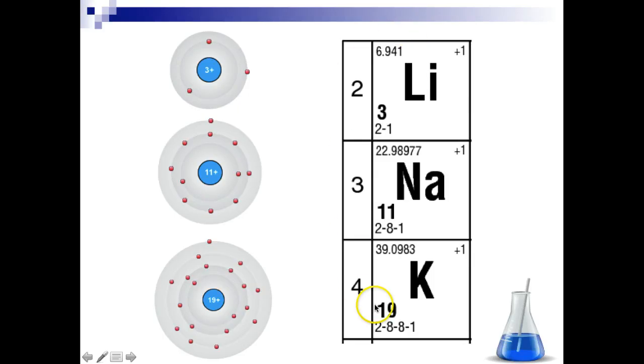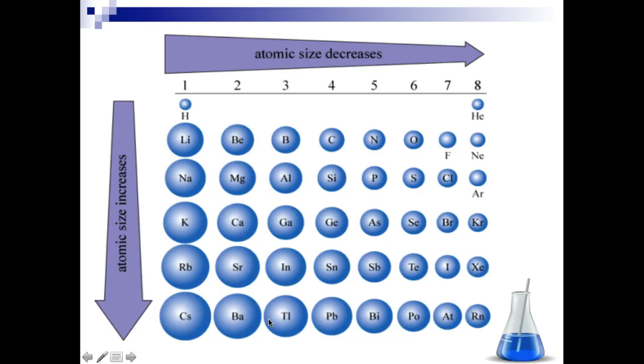So let's look at, these are elements in group 1. So if you're looking at lithium, which is in period 2, it has 2 rings where electrons can be found. Sodium has 3, so notice how sodium gets bigger, and the potassium gets even bigger than that because potassium has 4 rings where you can find electrons in it.